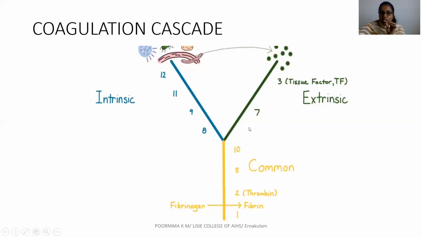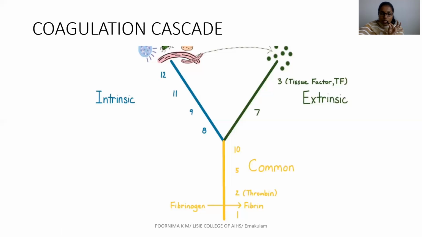The test which is used to detect whether there is any deficiency of coagulation factors involved in the common pathway and extrinsic pathway is the prothrombin time test. We have already discussed the prothrombin time test. So today we're going to discuss the APTT, activated partial thromboplastin time.